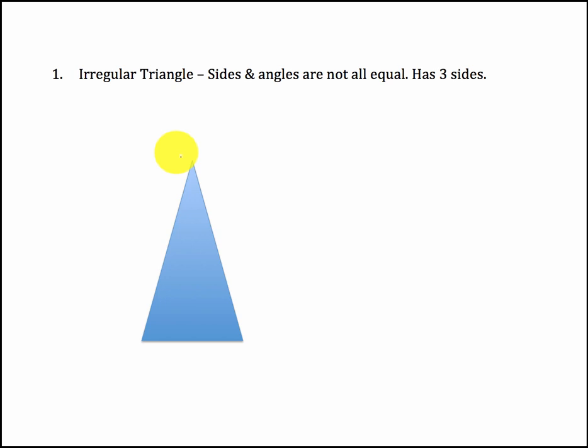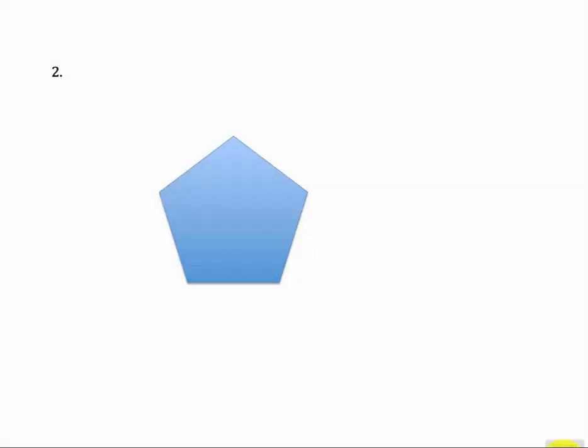We didn't need to use a ruler for this because it's quite obvious that these 2 sides here are much longer than this side. So I didn't have to measure any angles. I didn't really have to measure the sides with a ruler. I could just look at it. I could tell, well, no, not all the sides are equal. So it's going to be an irregular triangle. And again, I know it's a triangle because it has 3 straight sides and it's a closed shape, right? There's no openings.